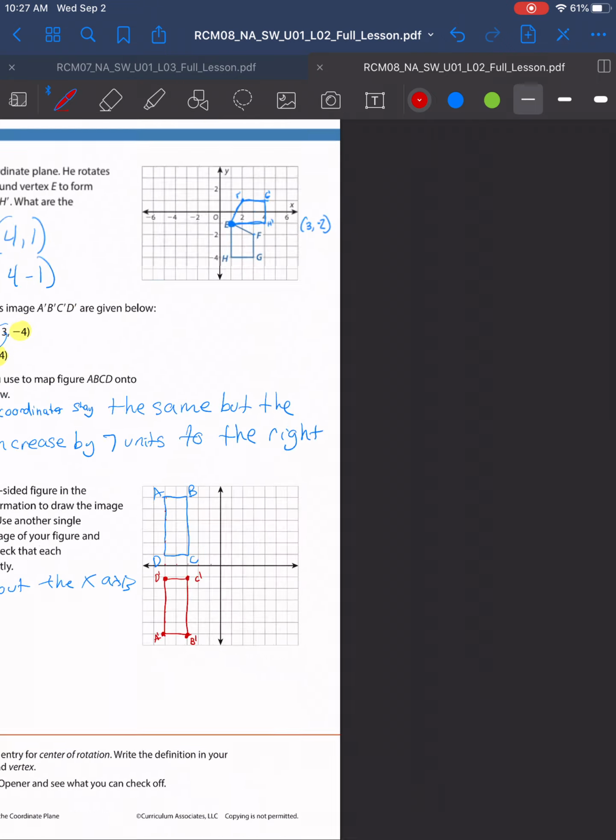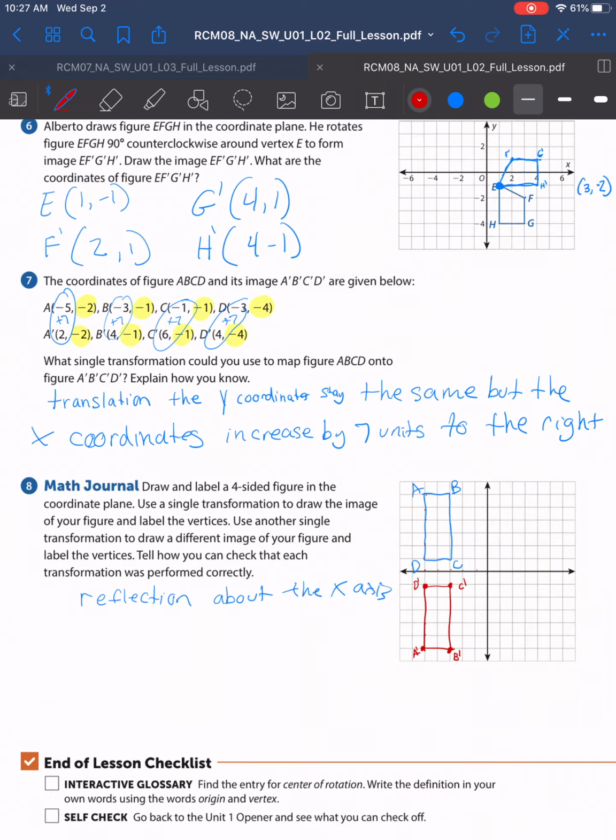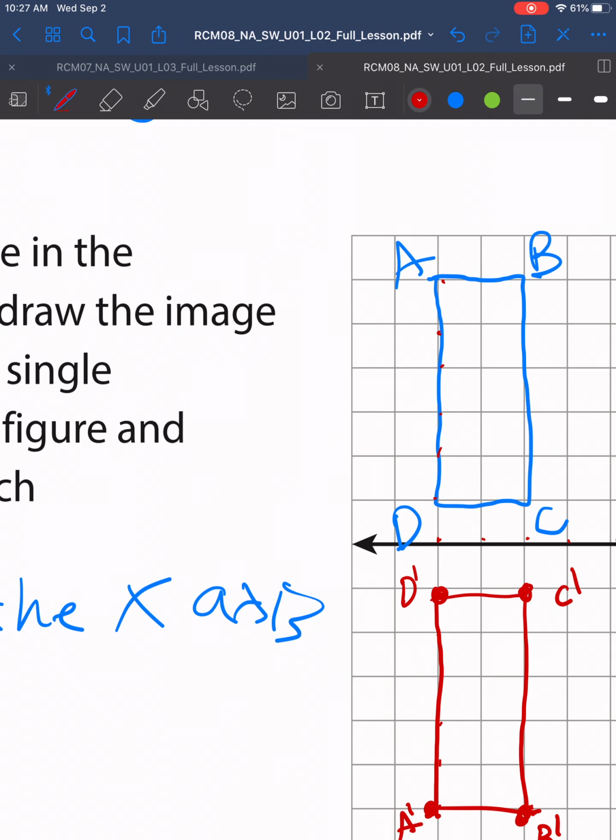Okay, wow, that is a terrible, terrible handwriting for the word axis.